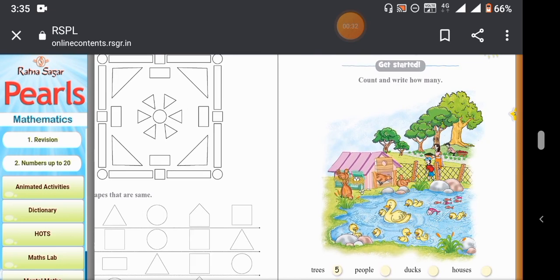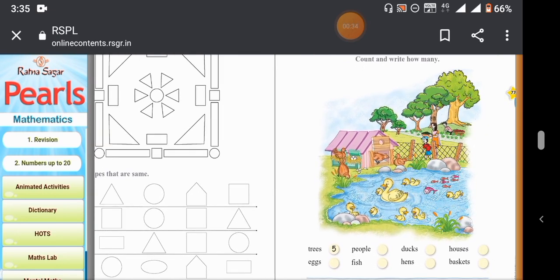So, you should observe the picture, children. They gave an example, trees. In this picture, how many trees are there? 1, 2, 3, 4, 5. Yes, there are 5 trees. So, we should write 5 in the circle. Okay, like this, you should write all these numbers.